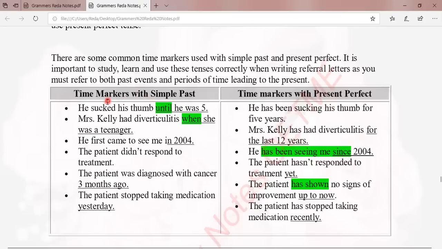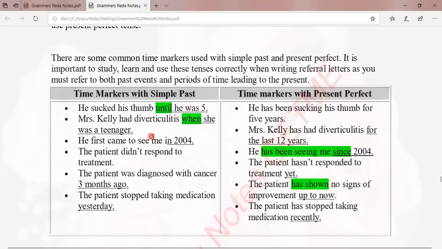So why? Because one incident happened and gone. This is past simple. But present perfect has effect, because this present perfect continuous, has been sucking his thumb for 5 years. So this is more right. But this is for if this infant is right now, okay, and this will be good, no problem.